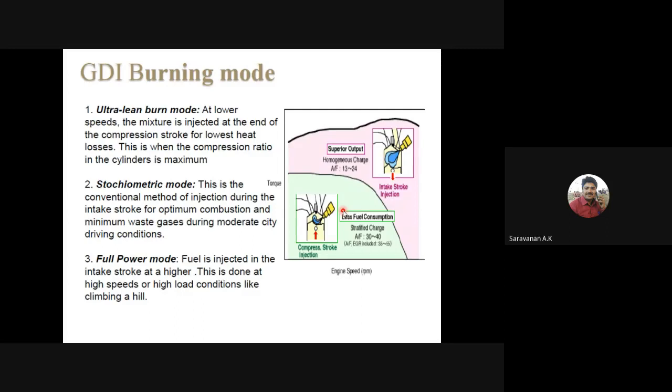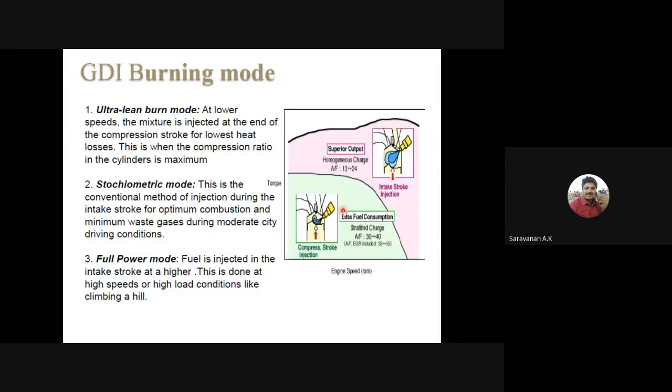It will be around 35 to 55 also. On that condition, we are using one more kit, that is the EGR, the exhaust gas recirculation method, for this type of ultra lean combustion mode.